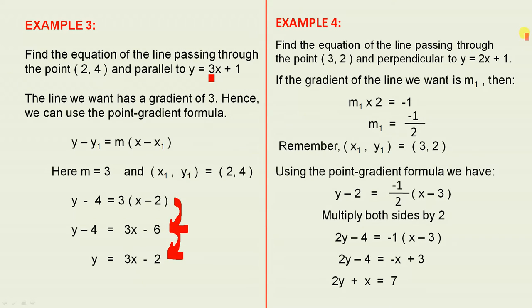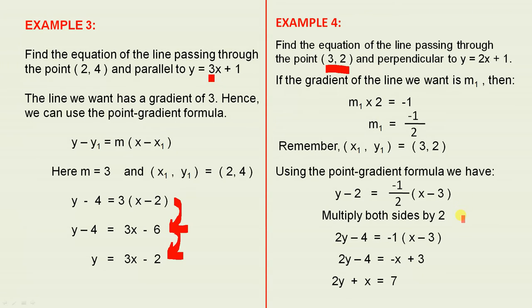Example 4. Find the equation of the line passing through the point 3, 2 and perpendicular to y equals 2x plus 1. If the gradient of the line we want is m1, then m1 times 2, that is, m1 times this gradient, equals minus 1, because the two lines are perpendicular. So m1 must be minus a half. Now remember, x1, y1 is 3, 2. That's what we're given. Using the point gradient formula we have, y minus 2 equals minus a half outside of x minus 3.